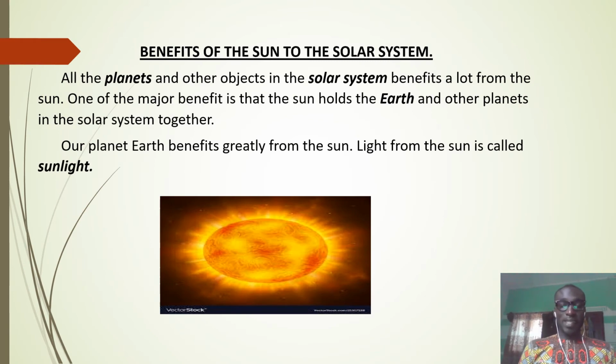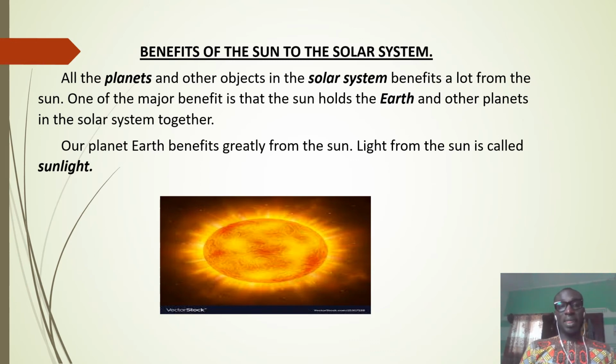So now let's look at some benefits of the sun to the solar system. All the planets and the other objects in the solar system benefit a lot from the sun. One of the major benefits is that the sun holds the Earth and the other planets in the solar system together.